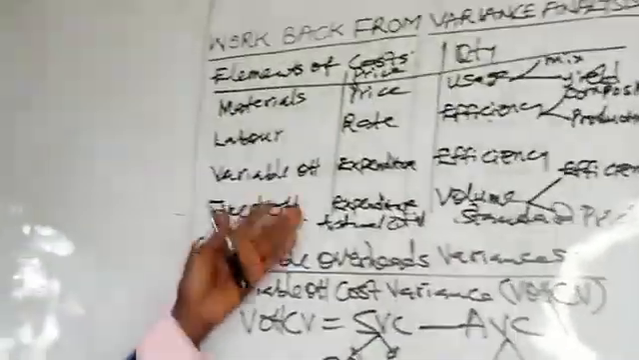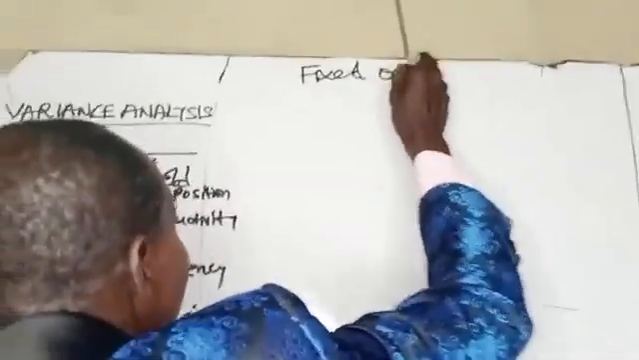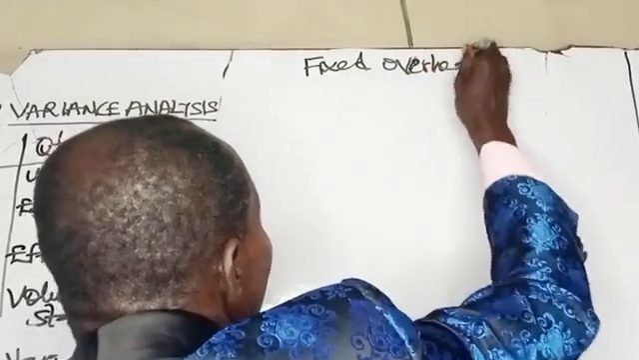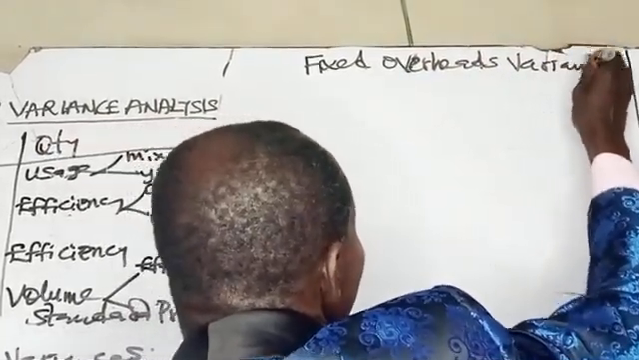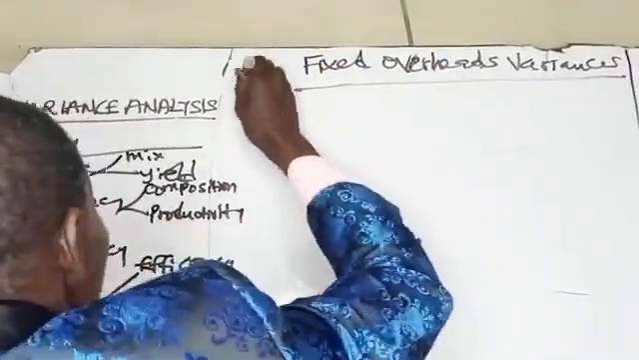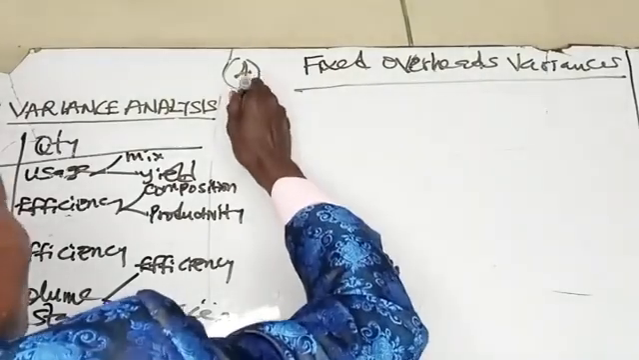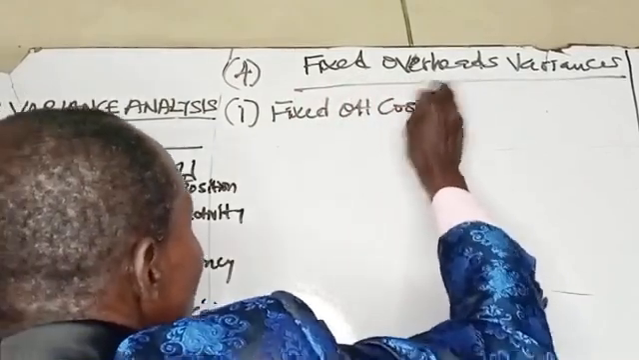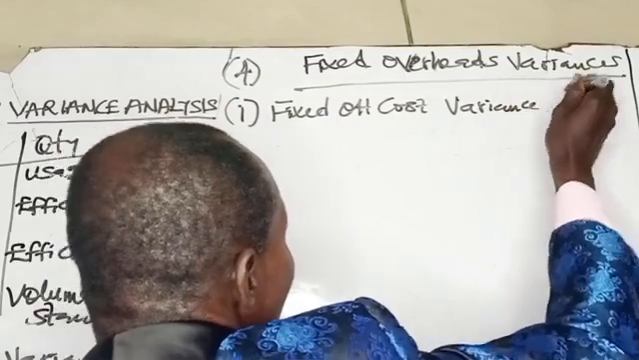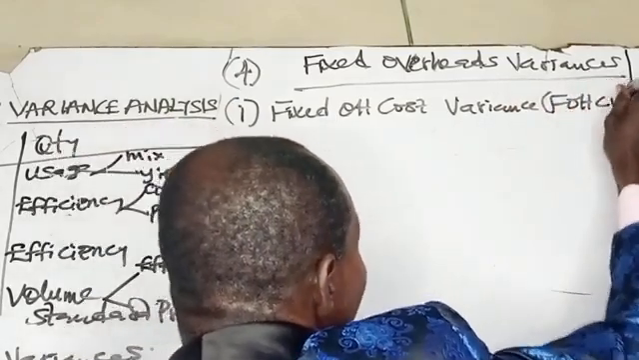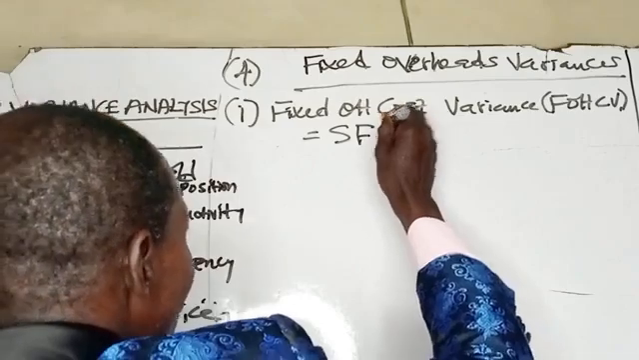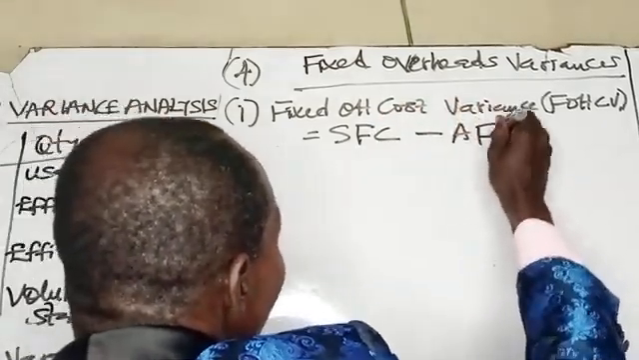Then we have fixed overheads variances. That is number 4. Under this, we will examine fixed overheads cost variance. Fixed overheads cost variance will be standard fixed overheads cost minus actual fixed overheads cost.